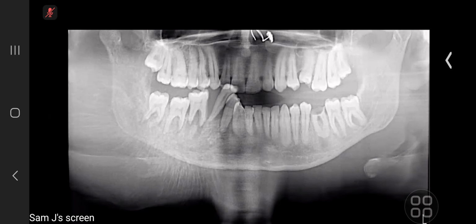The temporomandibular joints are not fully imaged here, but there's no definite evidence of dislocation. So to summarize, I think that there's a right mandibular condyle fracture, and the patient would require referral to the maxillofacial surgeons for treatment.